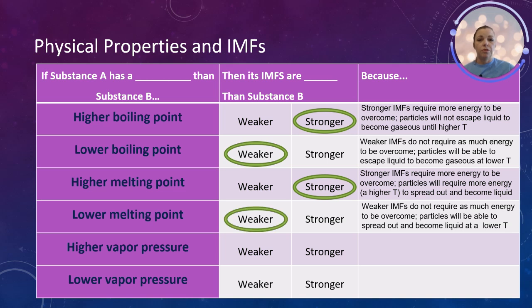Lower melting point, of course, would be the opposite, because weaker IMFs do not require as much energy to be overcome. So the particles will be able to spread out into that liquid phase at a lower temperature.